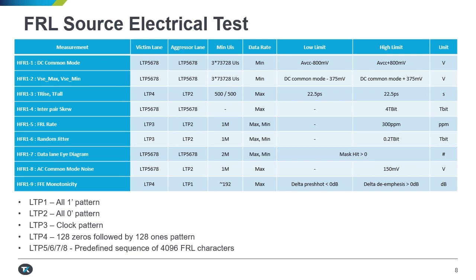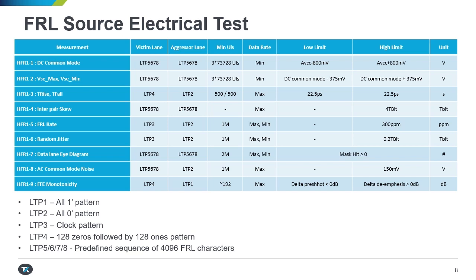LTP4 which is 128 zeros followed by 128 1 patterns. LTP5, 6, 7 and 8 are predefined sequence of 4096 FRL characters. Example, HFR1-3, the DUT is required to transmit LTP4 on a victim lane. At the same time, it must transmit the LTP2, like all 0 patterns, on the aggressor lane.